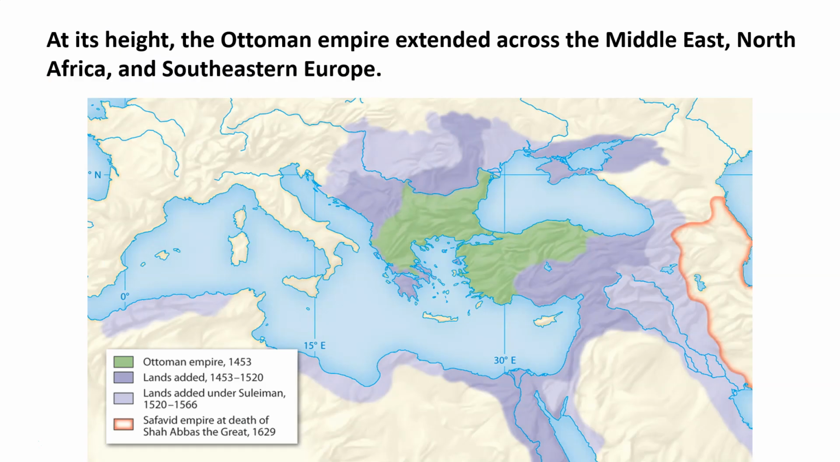So let's focus on the Ottoman Empire. If you remember, the Ottoman Empire at its peak under Suleiman covered all the lands, both in the green and the shades of purple. So at its peak, a significant empire.